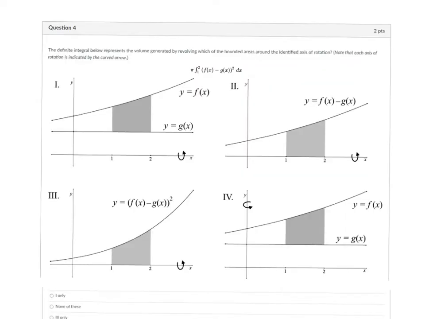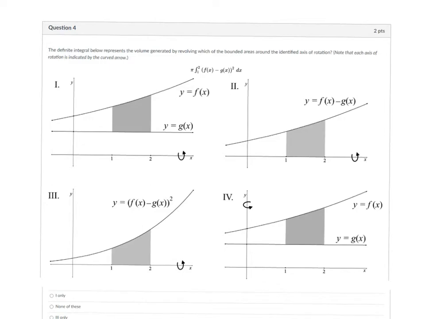Okay, so moving on to number 4, we want to figure out which of these graphs and corresponding equations for lines would be the same thing as pi times the integral from 1 to 2 of f of x minus g of x squared dx, right? And so these are the volumes generated by revolving around the bound areas, right? So in most of these, the revolve is around the x-axis, which would be correct, right?